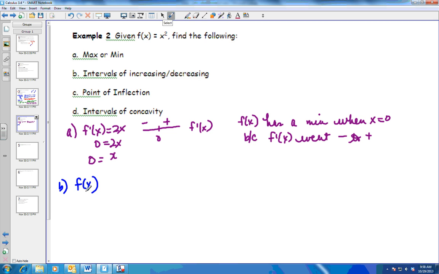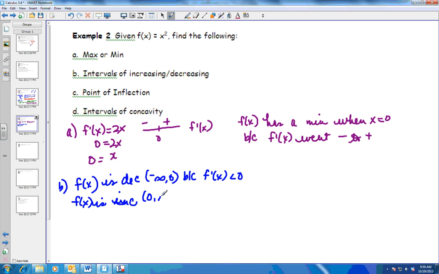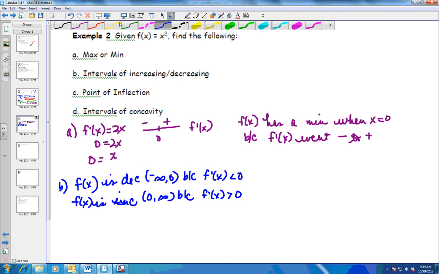Part B, I'm going to talk about increasing and decreasing. So f of x is decreasing where my first derivative is negative. So from negative infinity to 0, because my first derivative is less than 0 or negative, f of x is decreasing. And f of x is increasing from 0 to infinity because f prime of x is greater than 0. All that stuff is what we've been doing.